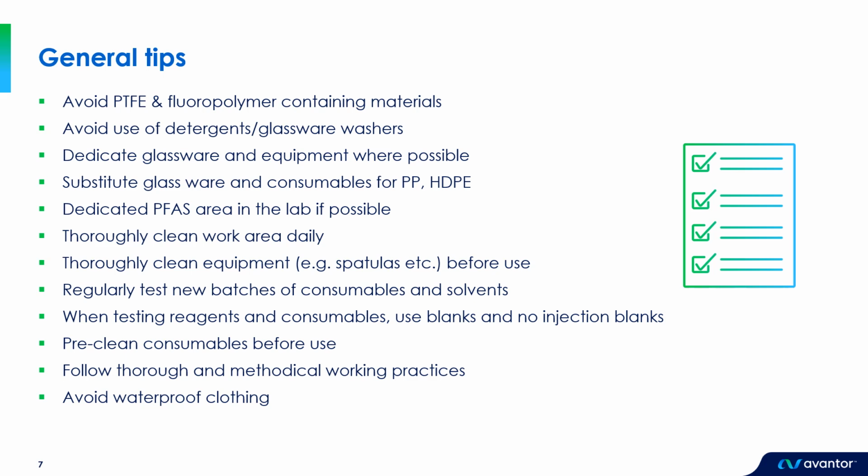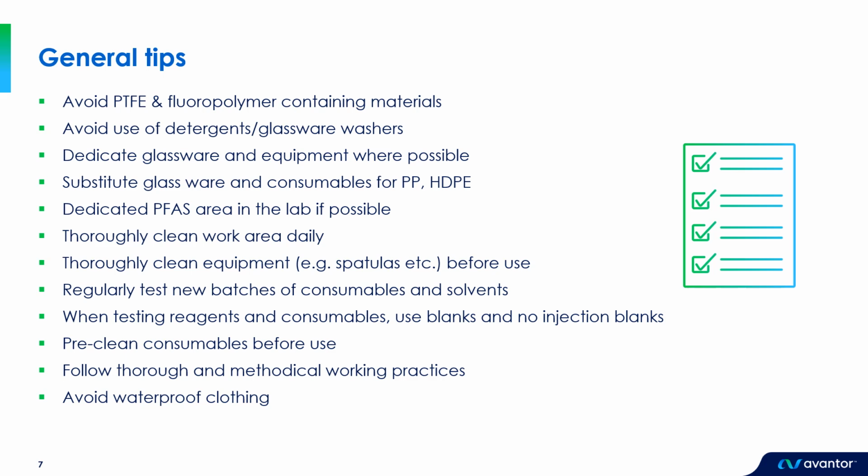It's also essential to establish protocols to regularly test new batches of consumables and solvents to ensure they're clean and suitable for use. So in testing reagents and consumables, we should use numerous blanks and no injection blanks to confirm that any contamination we do observe originates from the material being tested and not from somewhere like the LC system. We can also pre-clean consumables before use. I tend to pre-clean things like sample reservoirs and sampling bottles. For consumables like vials and pipette tips, we need to test those to find ones that are suitable for use. And this means we can potentially avoid the need to pre-clean these sorts of items, but I certainly know that some do take the approach of pre-cleaning all consumables with suitable organic solvents before they're used for PFAS analysis. The key here, I think, is really to identify what processes work in your lab and for your specific application.